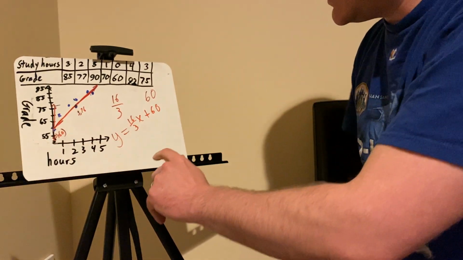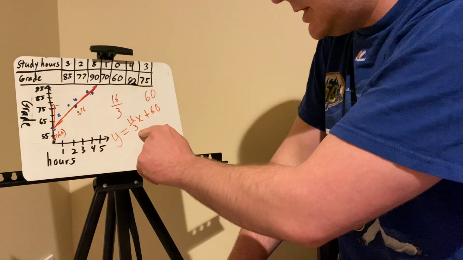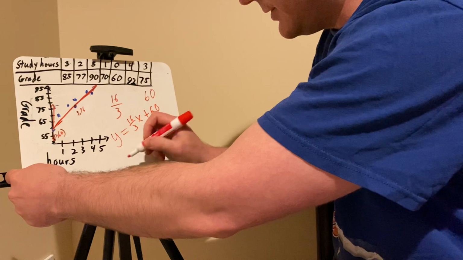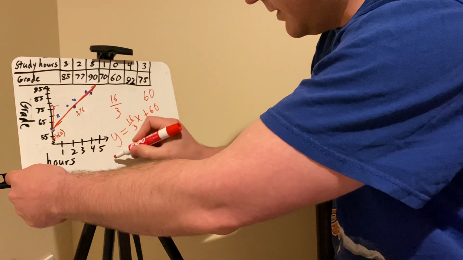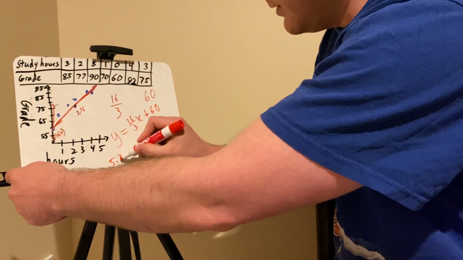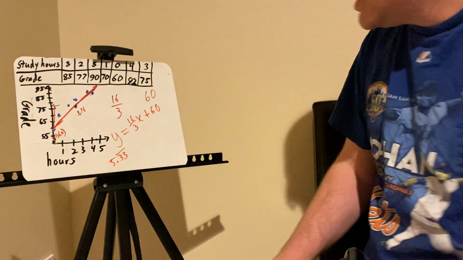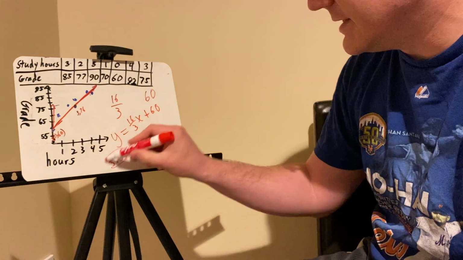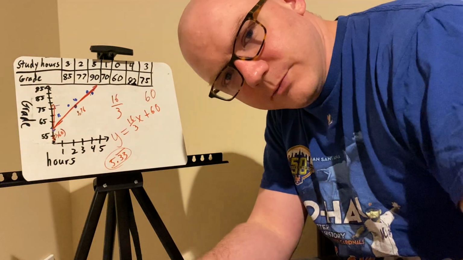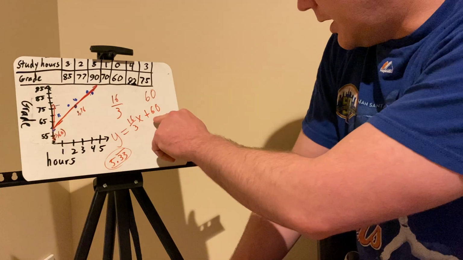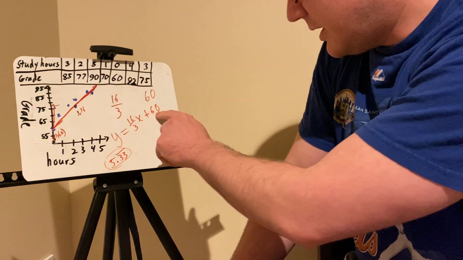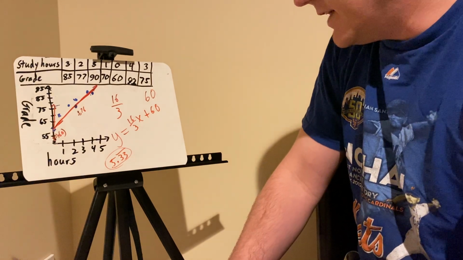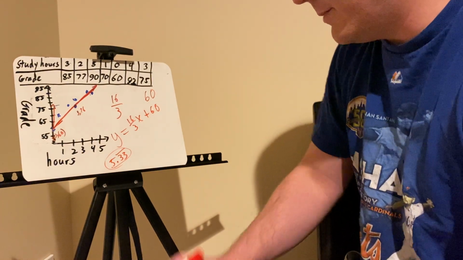Now I have this. What this says is that for every hour studied, my grade is going to go up 16/3, or what? 16 divided by 3 is roughly 5.33 repeating, 5 1/3. So for every hour I spend studying, my grade will go up 5.33 points. And if I don't study at all, I'll get a 60. That's what this says. And then we can use it to make a prediction. Say I want to know if I study for 6 hours, what grade might I have?